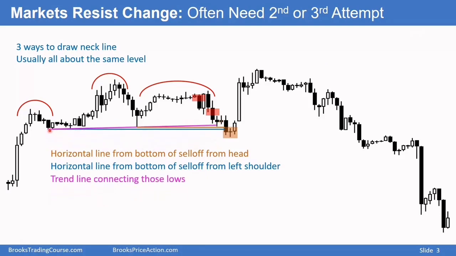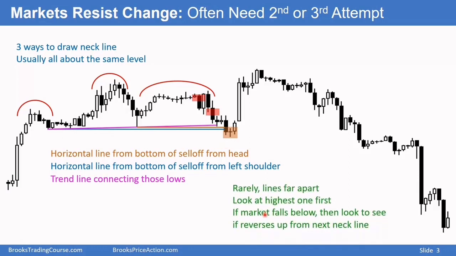The traditional way to draw the neckline is to use a line connecting the two lows. Sometimes this low from the head is above the low from the left shoulder, and you have a rising line. Other times, the pullback from the head is below, and you have a slightly declining line. Usually this low and that low are fairly close together.